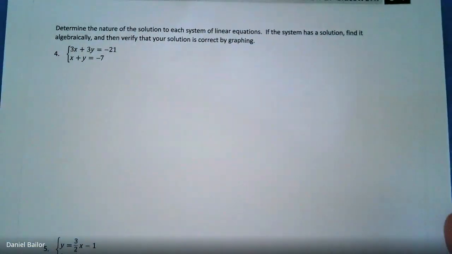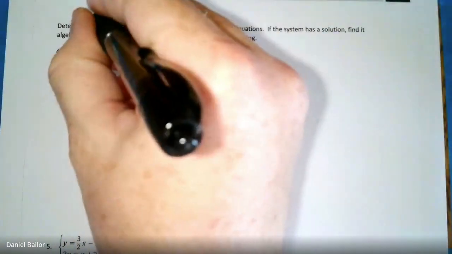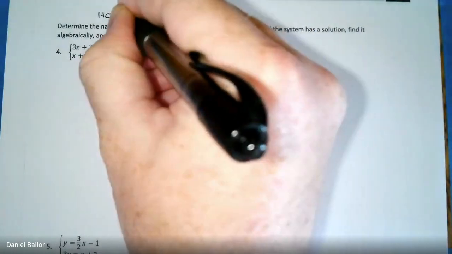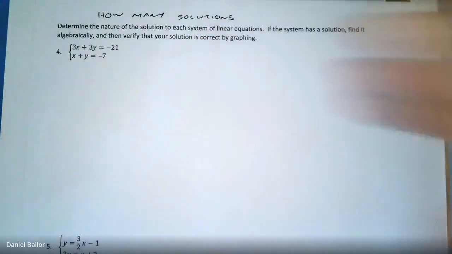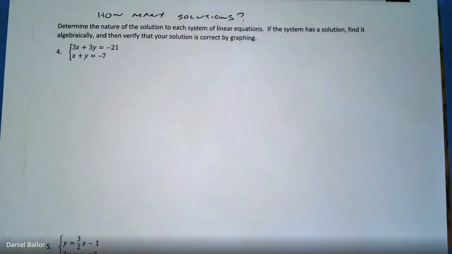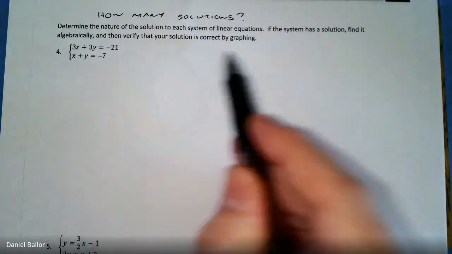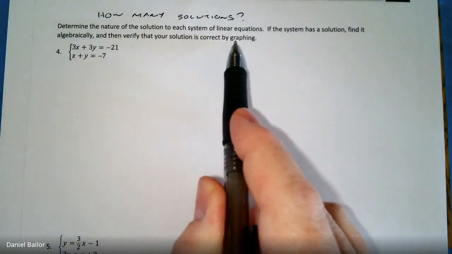Let's look. It says, determine the nature of the solution to each system of linear equations. So in other words, like they said before, first step, how many solutions, just like we did on the last page. And then if the system has a solution, find it algebraically. And then verify that your solution is correct by graphing.